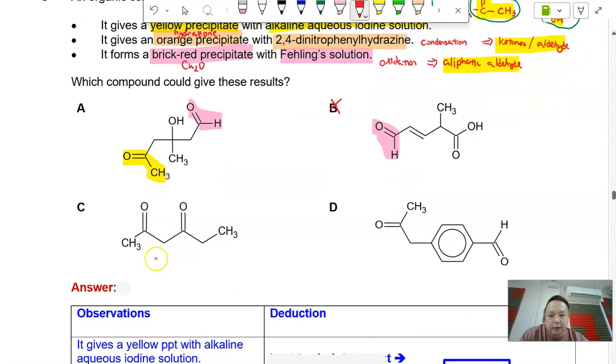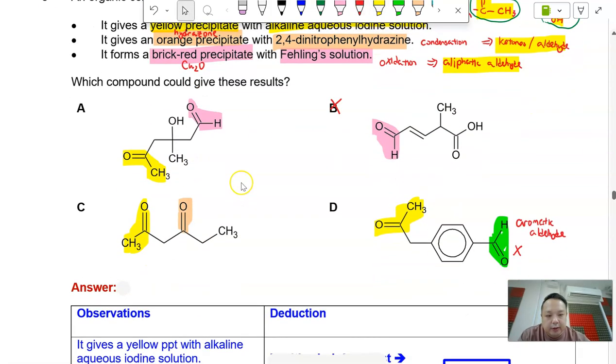Now what about C then? C, again you have your methyl ketone, which will give a positive iodoform test. You have a ketone, which should give you a positive 2,4-DNPH test. And that's it about it, right? In D, you have a methyl ketone, but in this case, this is not an aliphatic aldehyde. This is an aromatic aldehyde. So therefore this will not give a positive Fehling's test.